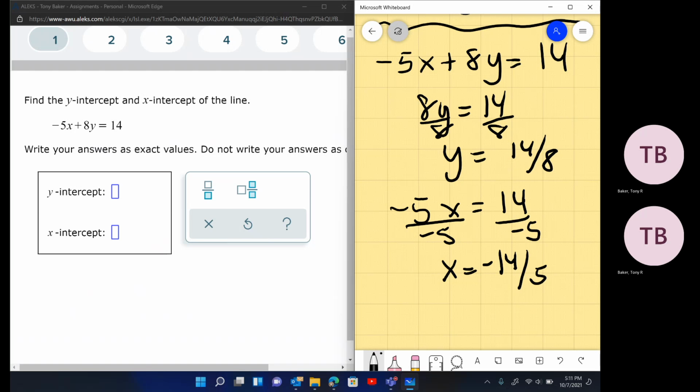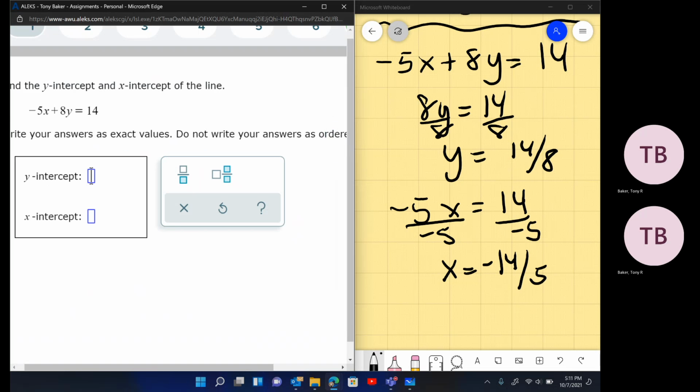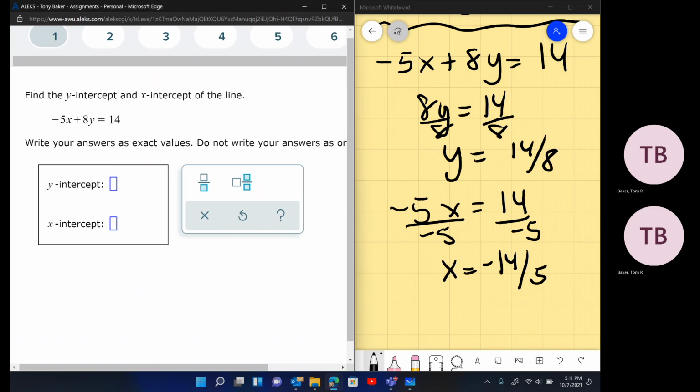No, you actually, so, yes, you can. No, you don't have to. It just says write your answers as exact values. It means it doesn't want it as a decimal, it just wants it as a fraction. So you can leave it as 14/8. And in my opinion, for this stuff, I would leave it as 14/8 because there's less chance of you making a mistake simplifying it than getting the problem wrong.